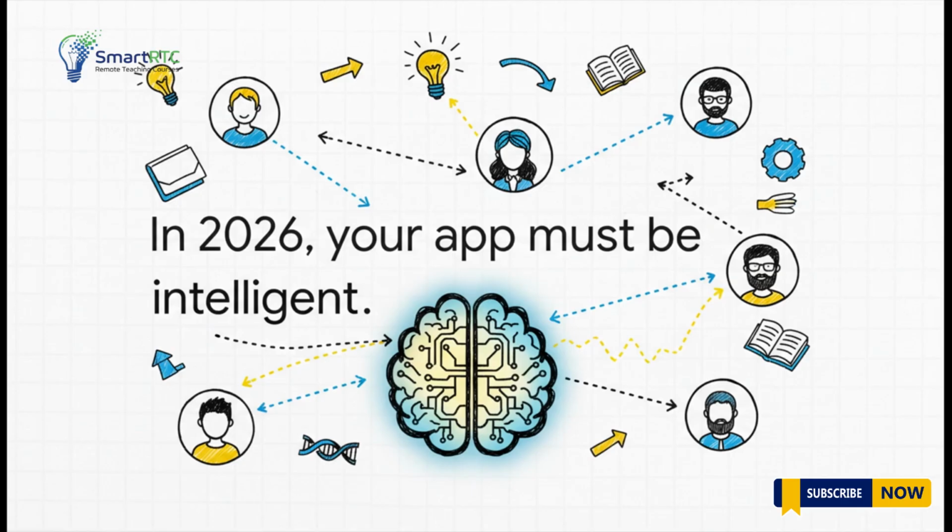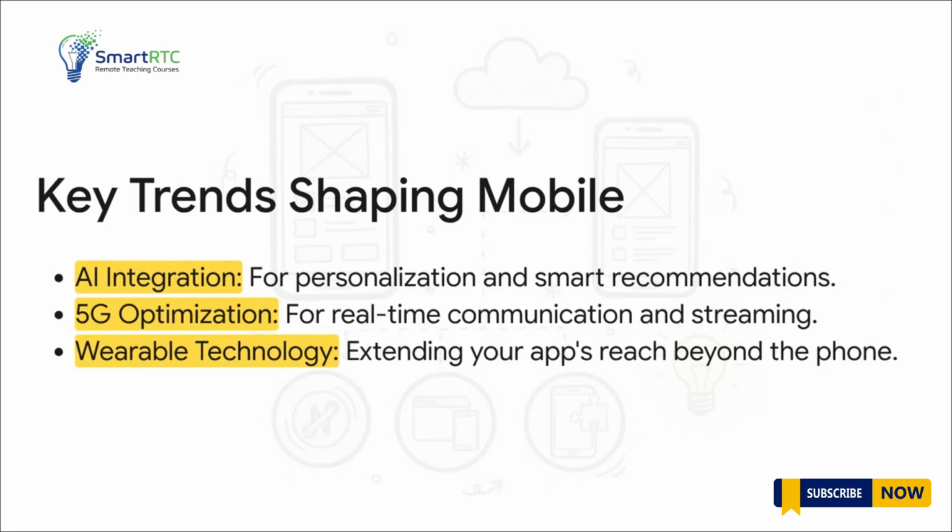The days of static, one-size-fits-all apps are pretty much over. Users now expect and demand an experience that adapts to them, personally. There are really three big trends pushing this forward. First, AI isn't a novelty anymore. It's becoming essential for that kind of personalization. Second, 5G is opening the door for real-time, high-speed applications that just weren't possible before. And third, with smartwatches and other wearables, your app has to start thinking way beyond just the phone screen.